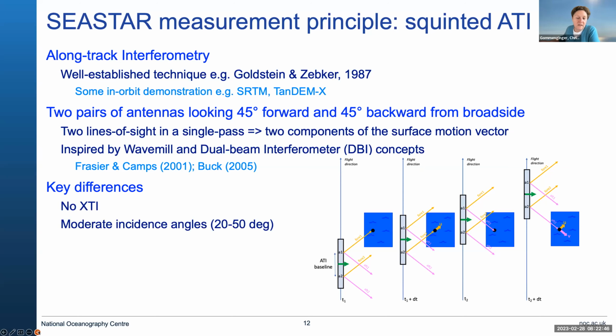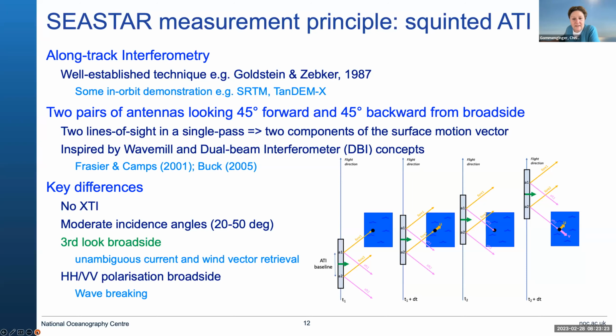There are some key differences. Unlike WaveMill, for example, we don't have a cross-track interferometry baseline, at least not a deliberate one. Cross-track interferometry is what SWOT uses to do mapping of sea surface height or water levels. We are doing interferometry in the other direction, if you like, along-track. And also, unlike other concepts like DBI, for example, we're looking at more moderate incidence angles. So we're looking at 20 to 50 degrees incidence from nadir.